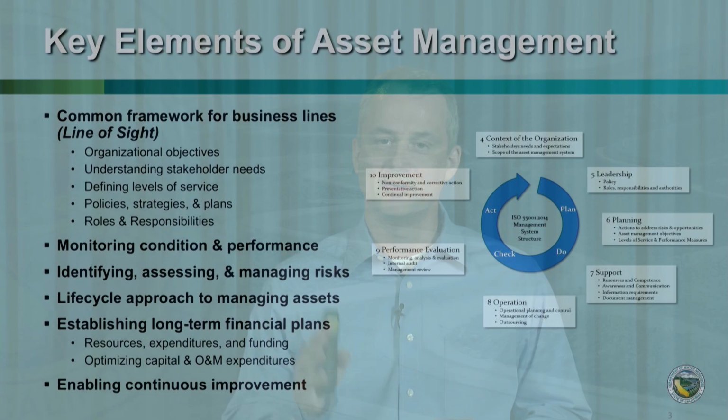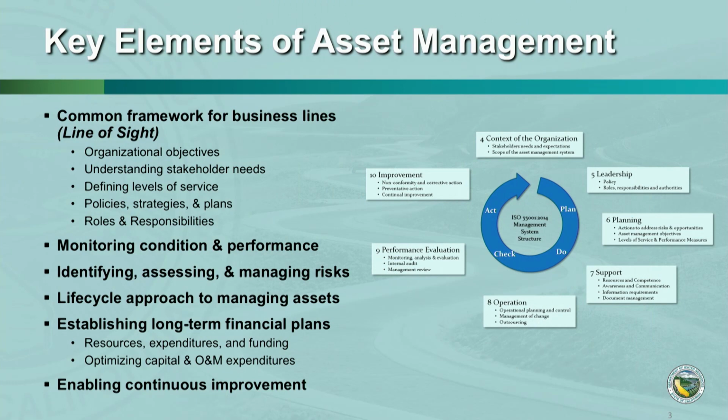On the right, you see a graphic that shows how the ISO standard follows the simple plan, do, check, act cycle, where up at the top, the context and leadership sections of the standard, the planning and support lay out all of the elements that you need in place to achieve the organizational goals. The operations section is the do part of the cycle, your performance evaluation, where you're monitoring the performance and condition, not just of the assets themselves, but of the management system that supports them. In the check phase, and then making the adjustments based on those evaluations in a continuous improvement cycle, and on it goes.